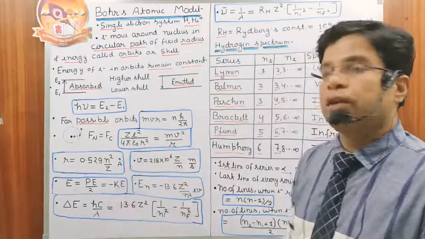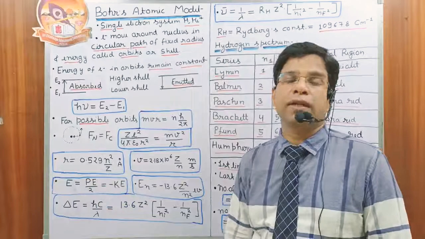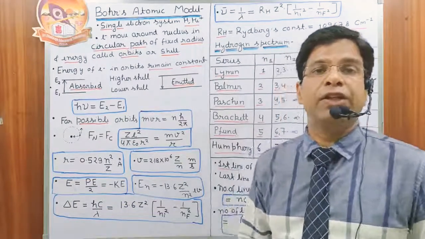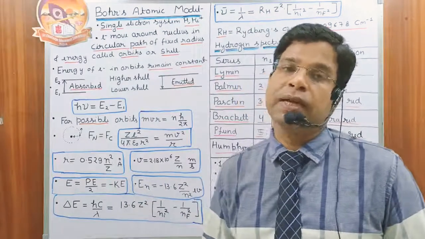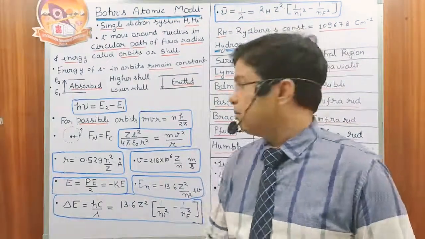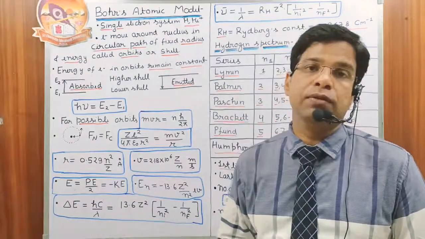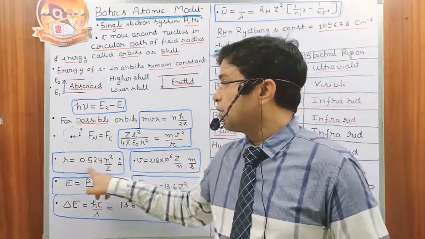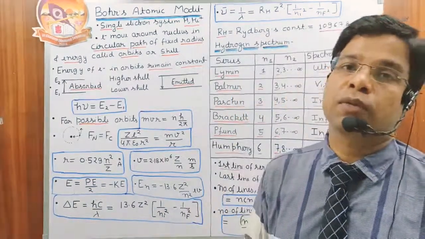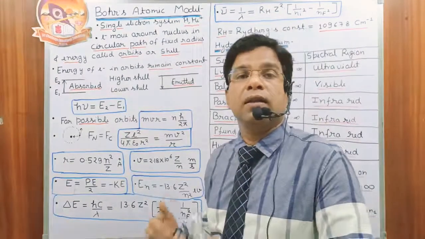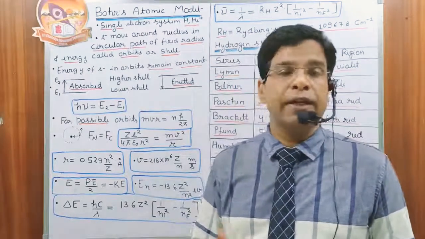When we solve these values, first we have the formula of the radius. Radius of any shell is equal to 0.529 n square by Z angstrom. If n is equal to 1 and Z is equal to 1 for the hydrogen, then radius of the hydrogen for the first shell simply becomes 0.529 angstrom. By putting the values of the other Z and n, we can find out the radius of the different shells.